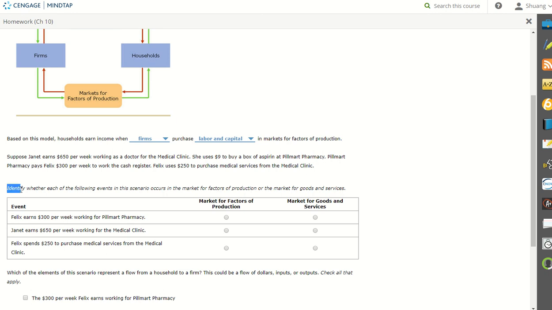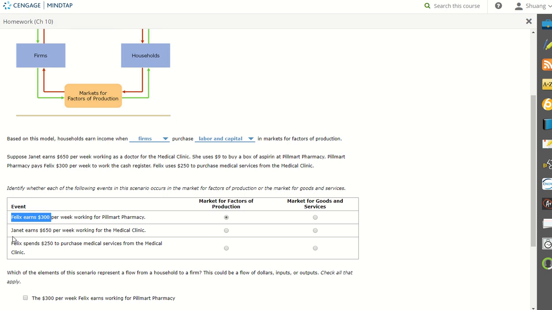So identify whether each of the following events in the scenario occurs in the market for factor productions or the market for goods and services. So again, factor productions, this is the stuff companies need to produce goods and services. The goods and services, they're the end product that's ready to be consumed and purchased by the consumers. Okay, so first says Felix earns $300 per week working for Philmar Pharmacy. So this would be a factor production because she is working. So that's labor. So labor is a resource.